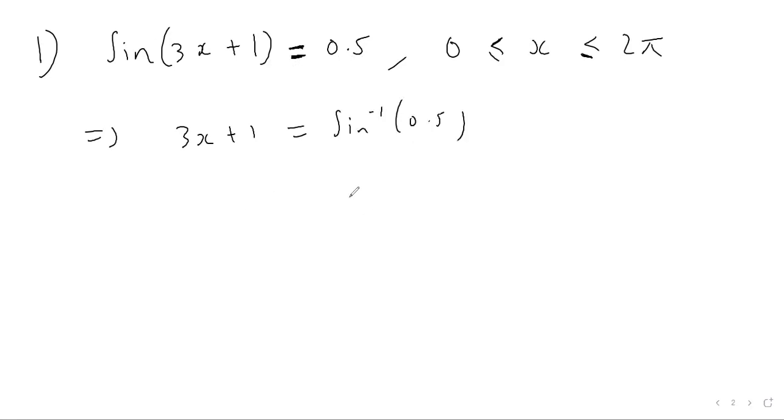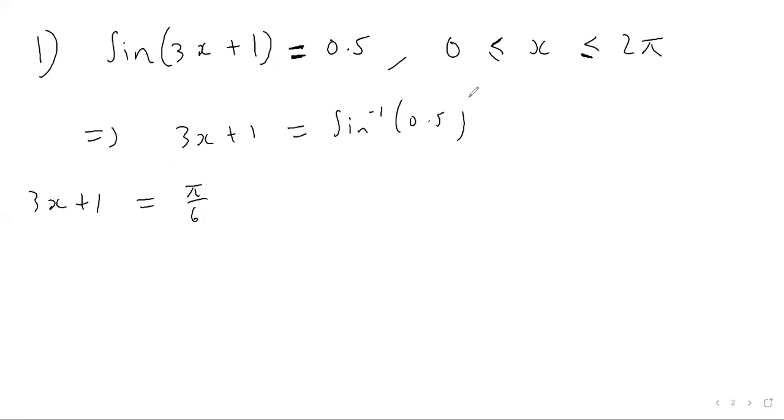Now we should know what sine inverse of 0.5 is. If you do that on your calculator, or if you know your trig exact values, you'll get 3x plus 1 is equal to pi over 6. That's because sine of 30 degrees, or sine of pi over 6 radians, gives you a half. So you should get pi over 6 in your calculator if we're dealing with radians, as we are in this question here. I'm just going to move this to the side.